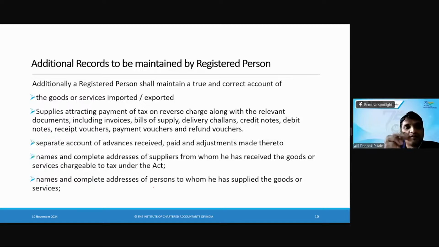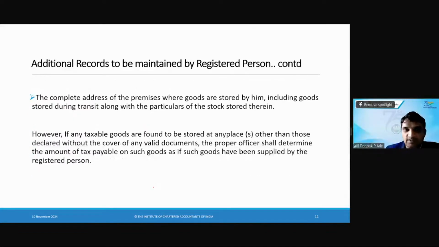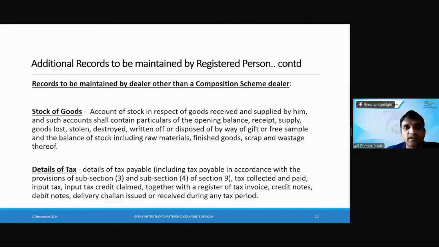Then import जो किया है could be services or goods, import export, supplies attracting tax on reverse charge basis, separate accounts for advances received, name and address of the suppliers, name and address of their customers, and complete address of the premises where you are storing your books of accounts. और उसके बाद stock of the accounts and details of tax. This is all what a registered person will have to maintain.